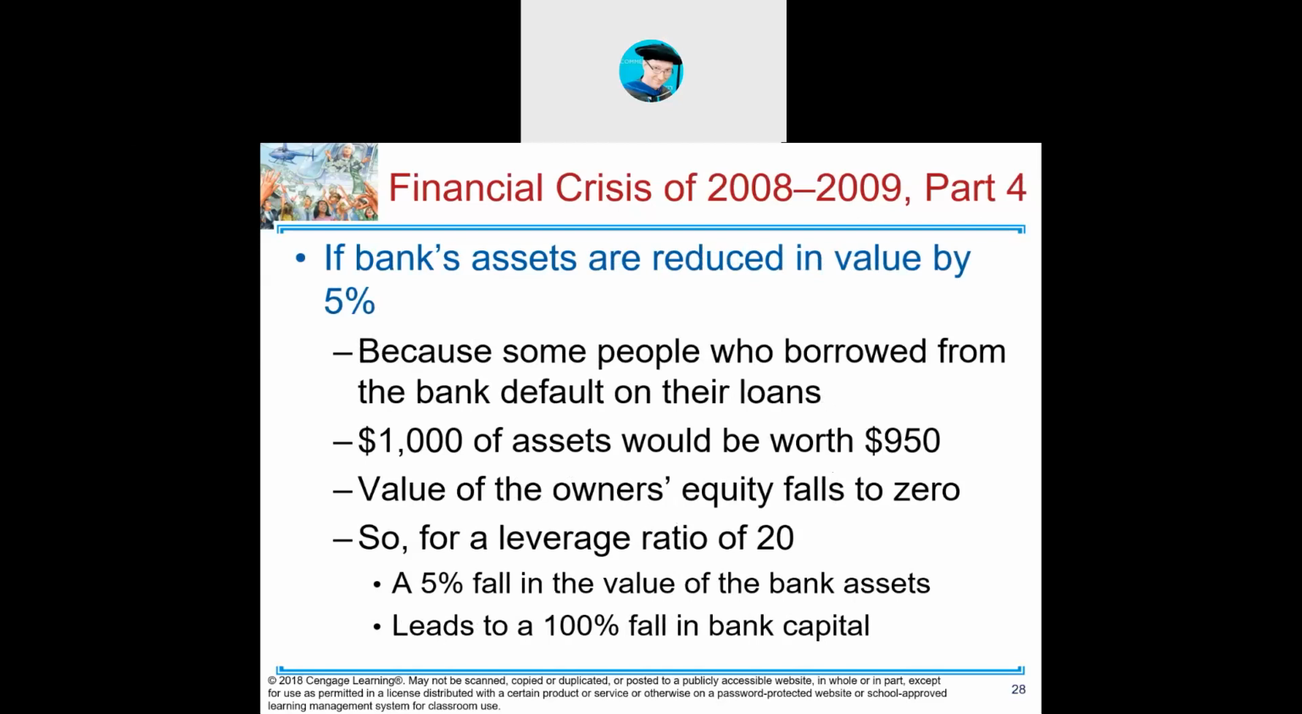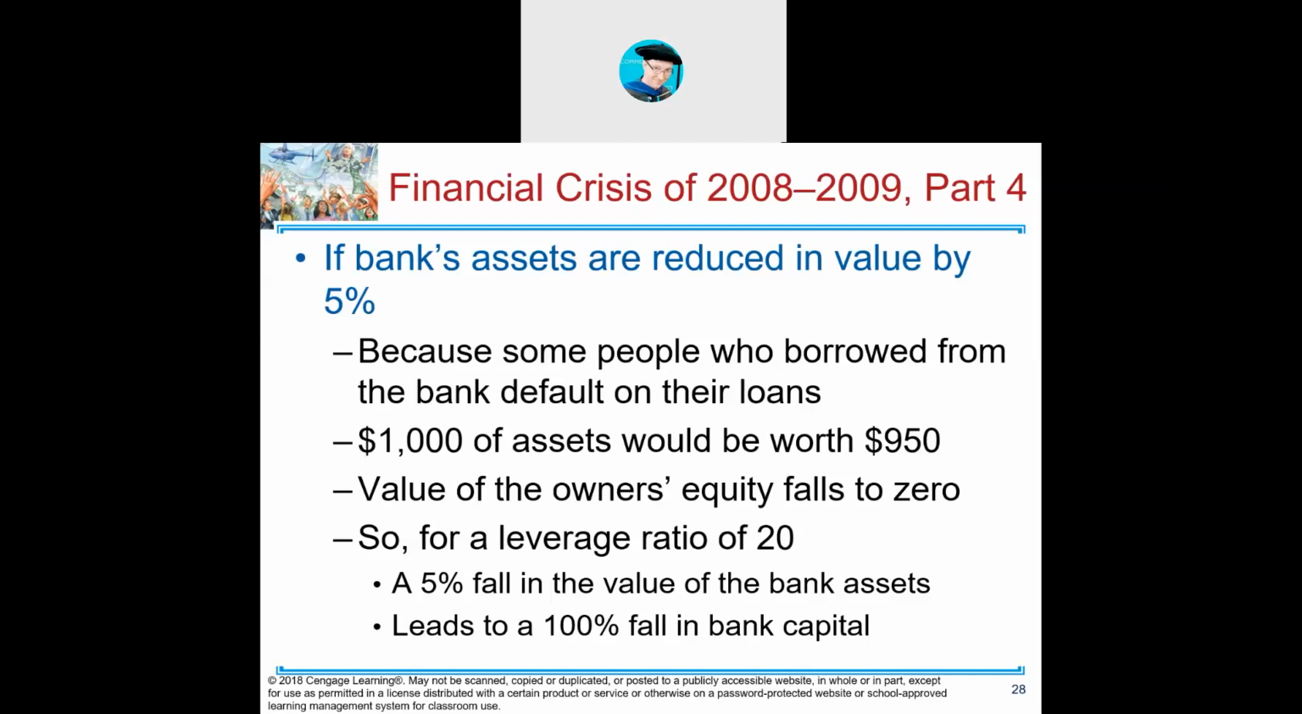So the bank, of course, would look very wealthy. If there was a reduction in home values or mortgage values because some of the borrowers defaulted on their loans, every $1,000 that the bank held would be worth $950, and the owner's equity would fall to zero. There'd be a leverage ratio of 20, and a 100% fall in bank capital.